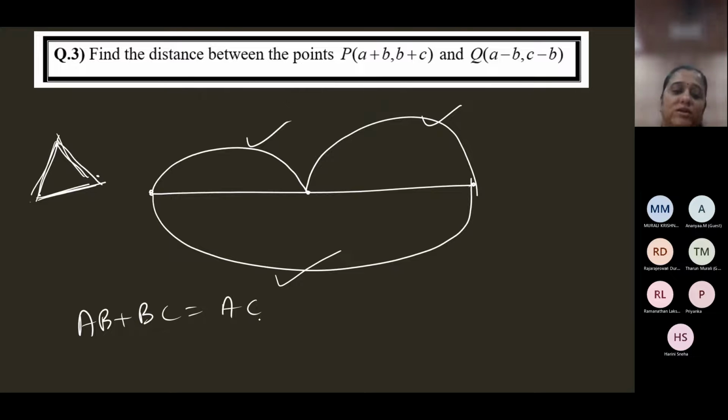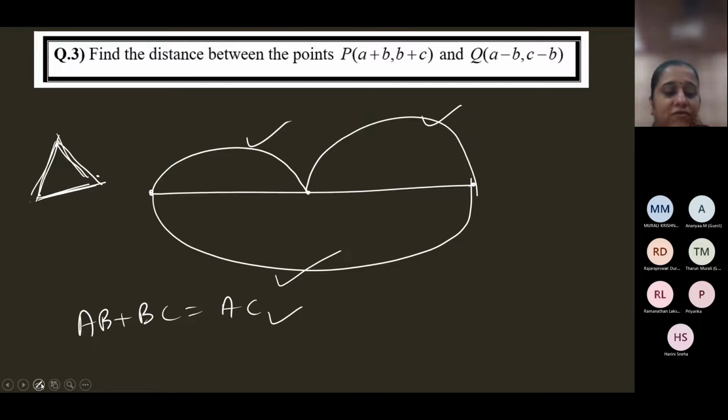Then the points have to be collinear because they're the only 2 things that can happen with 3 points. Either they're collinear or a triangle is formed. But if a triangle is formed, the sum of any 2 sides will be greater than the third side, or the sum of any 2 line segments will be greater than the third one. But here it's equal. So what is the other thing available? They have to be collinear. So that's why there's a check for collinearity.